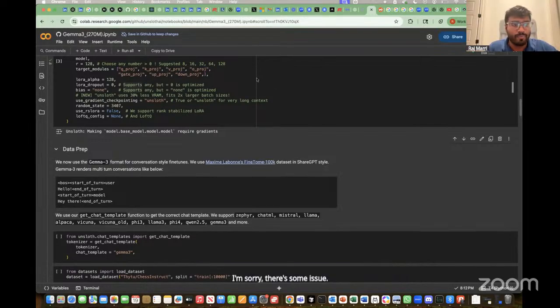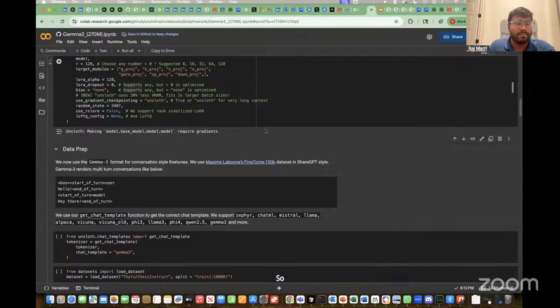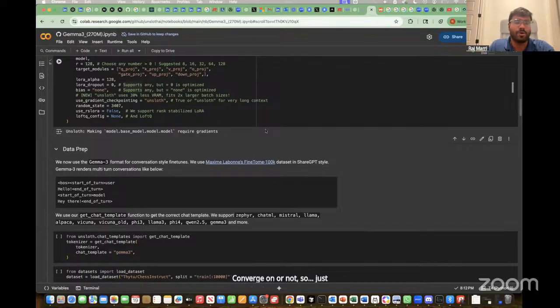So basically, the reason why, I mean, you're asking why the rank is lower, or what is the significance of this rank, right? Why do we, and how do you decide that? So it's just a parameter that you use to add weights to a certain dimension, and then based on that, you see if that is something your model could converge on or not. Like any other parameters, that's how you add it.